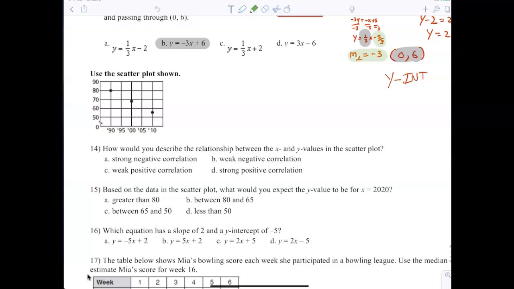How would you describe the relationship? Well, if you're looking at this, can everybody tell me? I don't think this is on the test, but you would just say that's a strong negative. Basically, it's just asking about the slope. And the reason why it's strong is because it forms a line, right? A weak negative relationship would look something like this, where it's trending down, but it's not a line, okay?